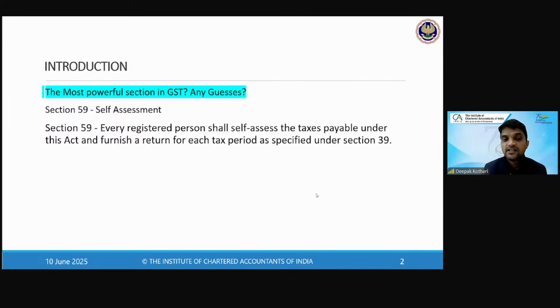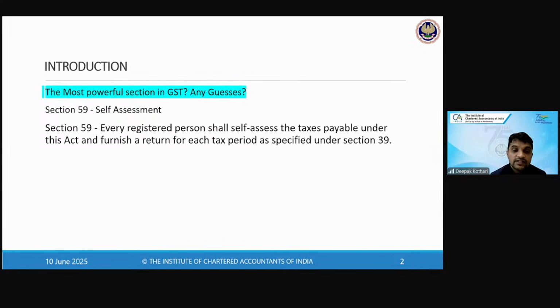And it says that you are the assessing officer. Every registered person shall self-assess the tax payable under this Act and furnish a return for each tax period as specified under section 39, which means that you have to assess your own taxes, what is payable. So the officer will not come every day or whenever a transaction happens. You don't have to get any approval from the officer. I'm raising the invoice, and you don't have to get any approval for clearance of the goods.